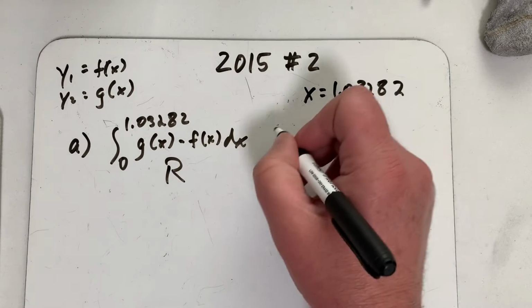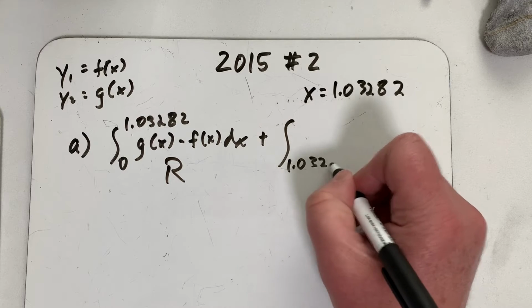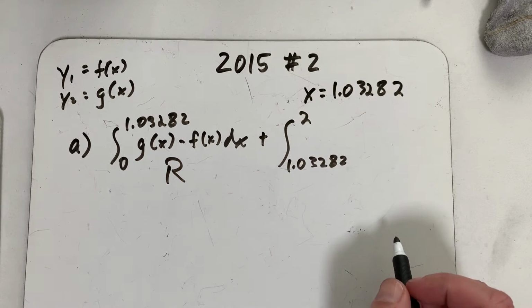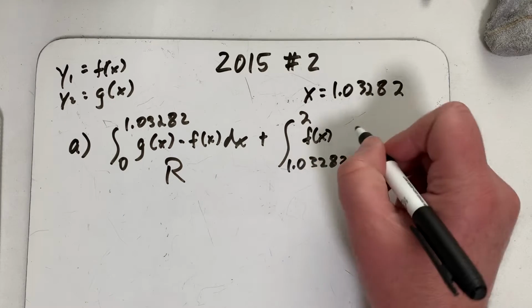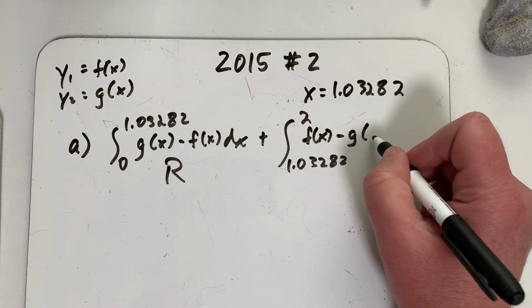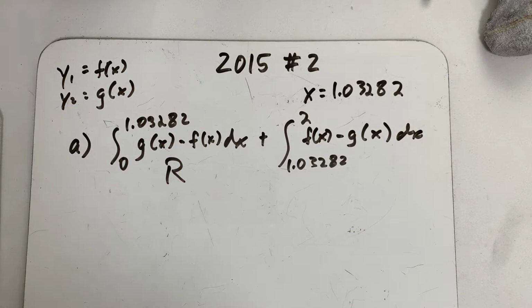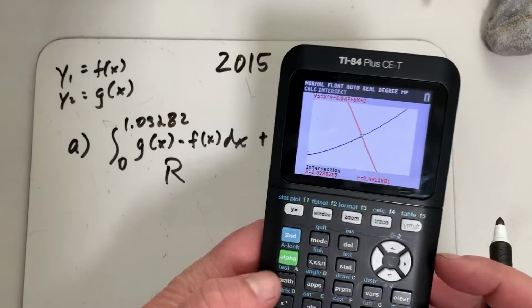This is your R. Plus, going from 1.03282 up to 2, you can see that the f of x is on top. So we're going to go f of x minus g of x dx.